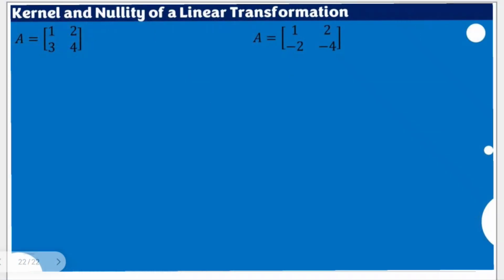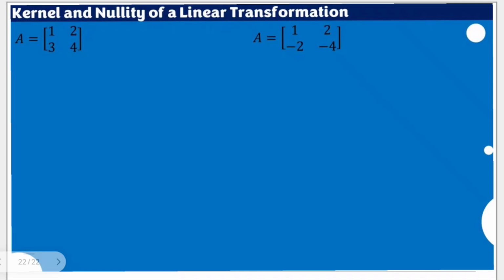This time, we are going to solve for the kernel and the nullity of a linear transformation involving matrices. Here we have 2 by 2 matrices. The first matrix A has entries 1, 2, 3, 4. In the second, we have 1, 2, -2, and -4.